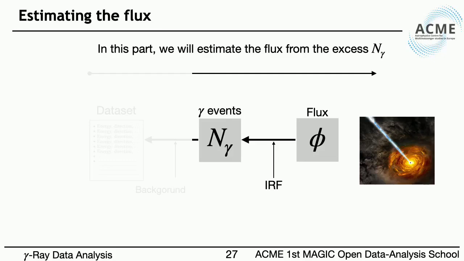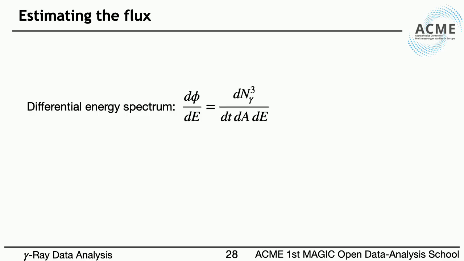Now that we know how to estimate the number of excess gamma rays, we move on to the second part of this presentation, which is estimating the flux. Remember, the flux is the astrophysical quantity we are after. So in this part I will show you how to connect the observed counts to the physical flux using the instrument response of your telescope.